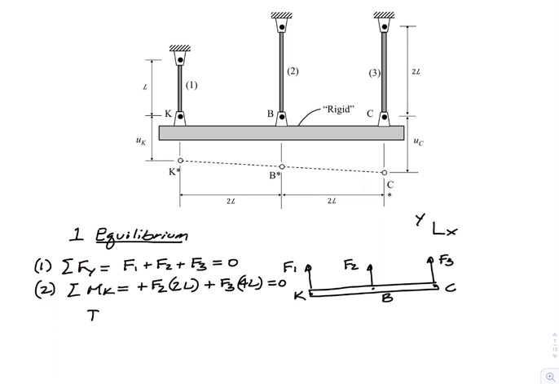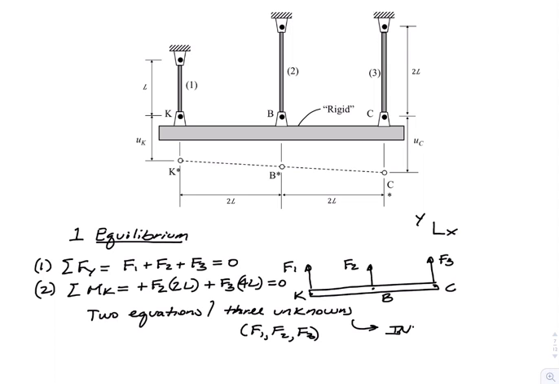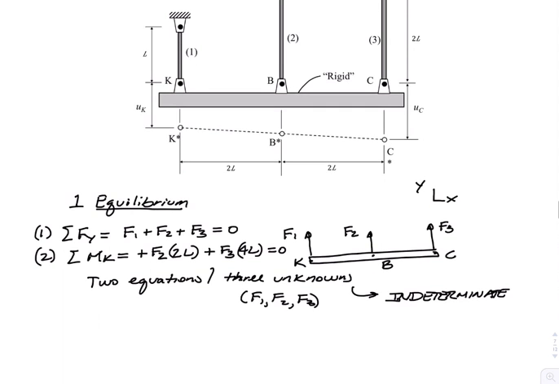So from equilibrium, we have only 2 equations, but we have 3 unknowns, the member loads F1, F2, and F3. What this means is that the problem is indeterminate. And all indeterminate means is that we need to take into account deformations in order to provide the additional equations that we need to solve for our unknowns.